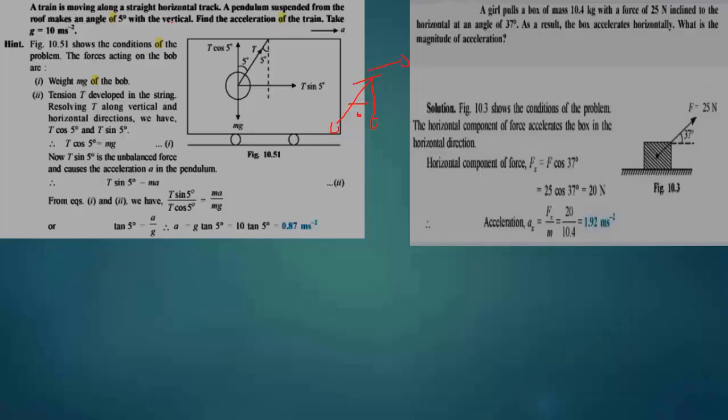A train is moving along a horizontal track, inaenda huko train. Sawa, acceleration ya train inaelekea huko. Hapa tumetoka kwenye, unaweza ikawa sio concurrent lakini umuhimu, ina principle kama zile tunaweza kufanya mazoezi ya kuresolve. A pendulum suspended from the roof makes an angle of 5 degrees with the vertical.